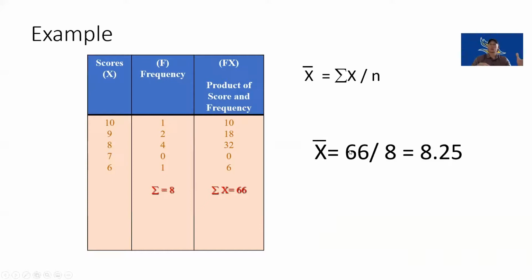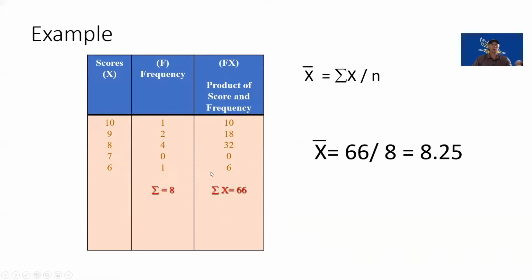If that went a little bit fast, we'll go back through that. So our scores that are available, our values, the frequency that they occur, the amount of times that they occur, and then the product or the multiplication of the frequency and the score will give us the total amount. In this case, there would be 1 ten, 2 nines, 4 eights, 0 sevens, and 1 six. If you added all those together, you would still get 66. It's just a little quicker if we do it like this with our frequency table.